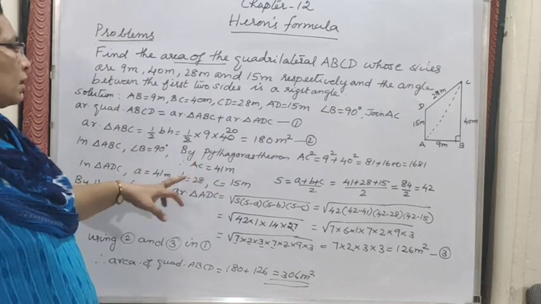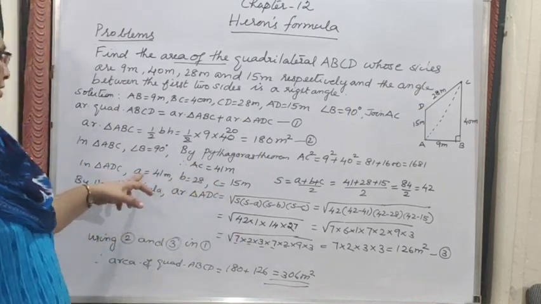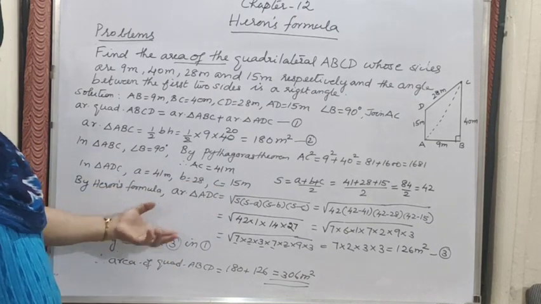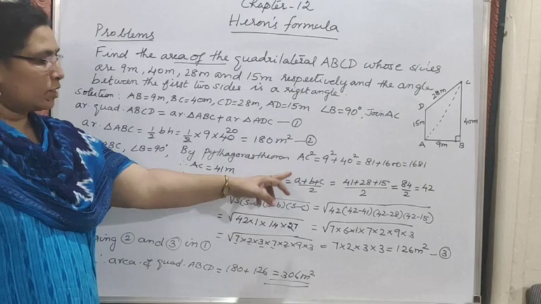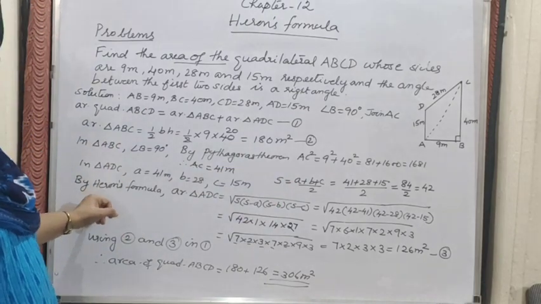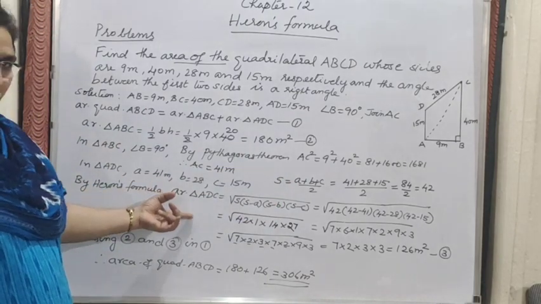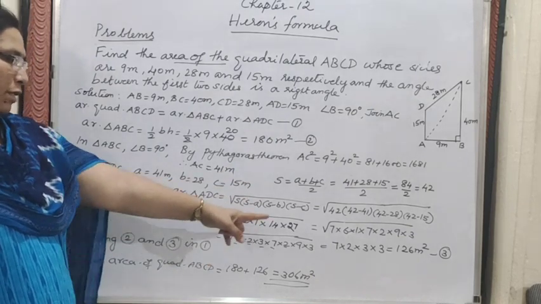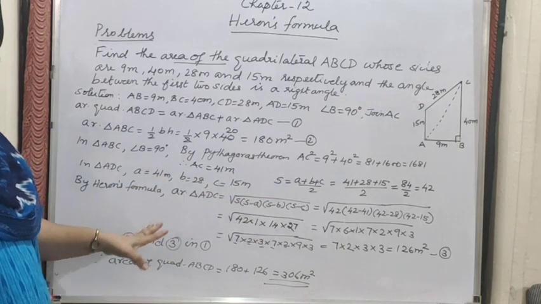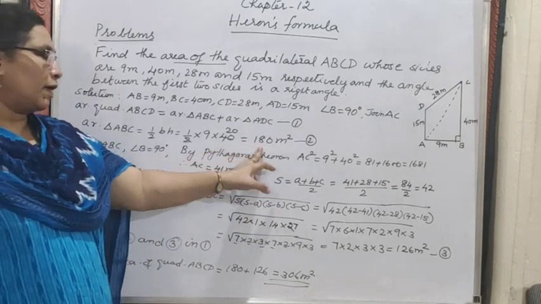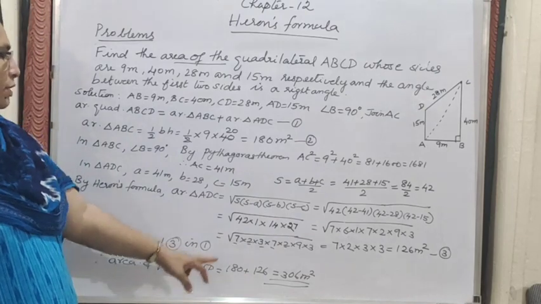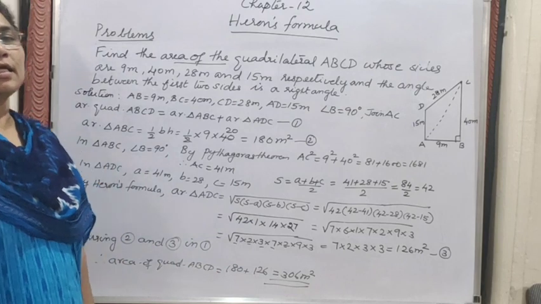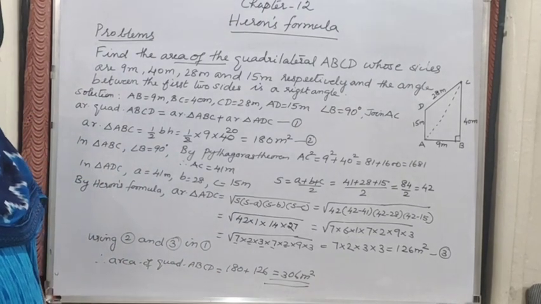Now consider the ADC triangle. All three side lengths we got, right? So we have to calculate the semi-perimeter, and you will get 42. Now Heron's formula for the area of the triangle is to be used. Apply the formula here, substitute and simplify. What is the answer you are getting? 126 meter square. So for the first triangle ABC we got 180 and 126 we got. We have to substitute these two values in our first equation. So the final answer is 306 meter square.